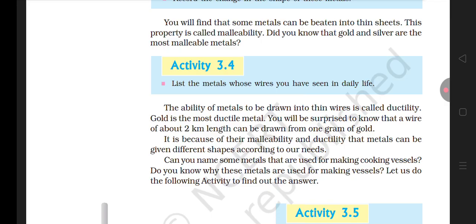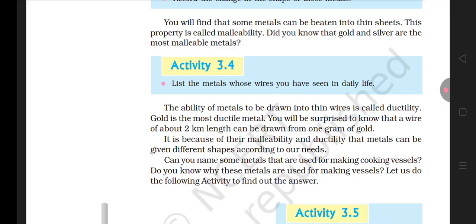So this property is known as ductility. Okay. So if we talk about the most ductile metal, that is gold. You must have seen gold earrings; gold is basically used for making jewelry. So why is it so? Because gold is a very ductile metal.